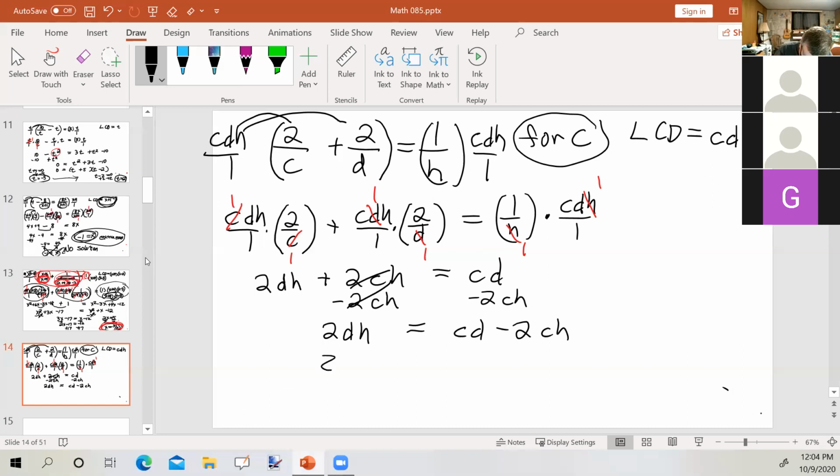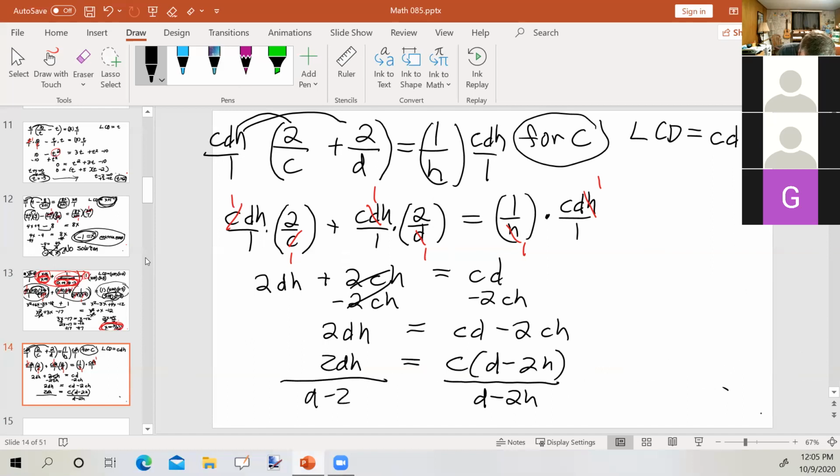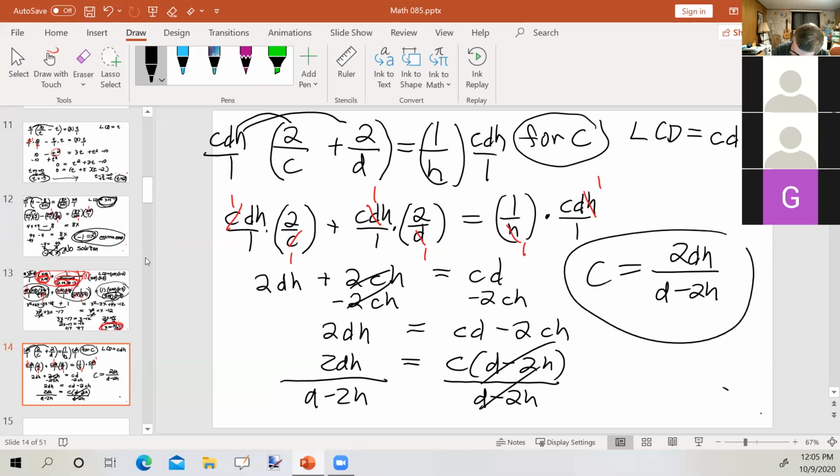Here's what we're gonna do. We're gonna factor the C out of the 2 terms. See what I did there? Yes. Now, I'm going to divide both sides by D minus 2H, and voila. C equals 2DH over D minus 2H. Kind of messy, but I've solved for C.